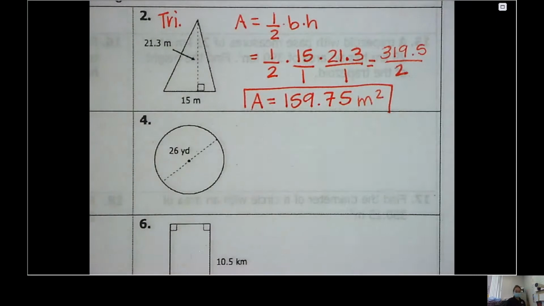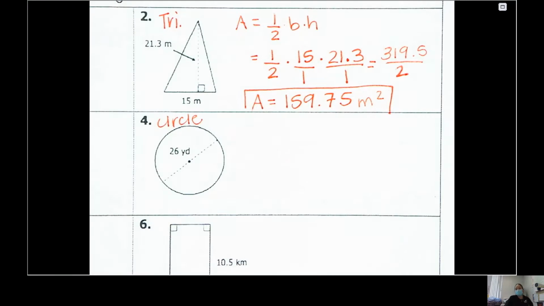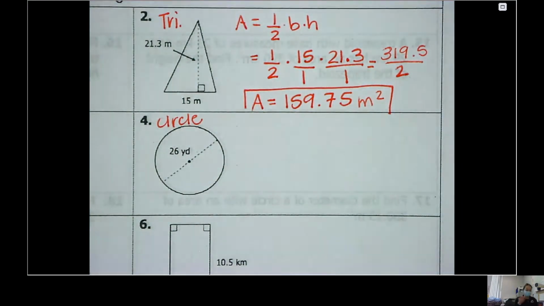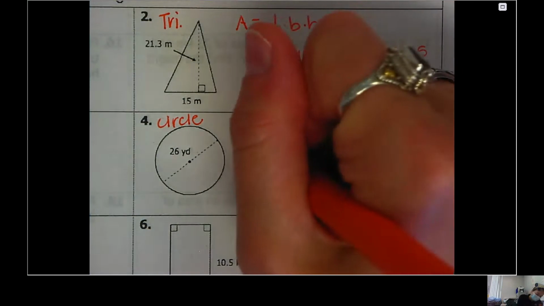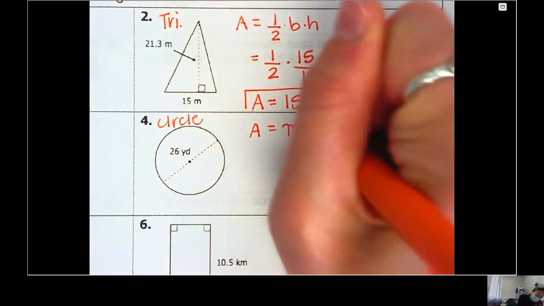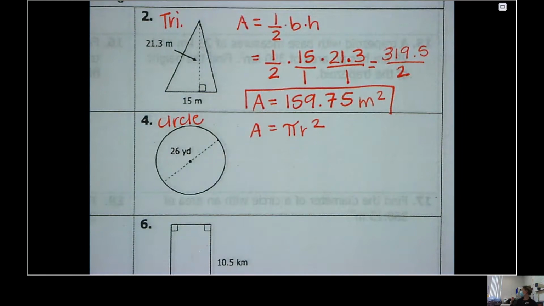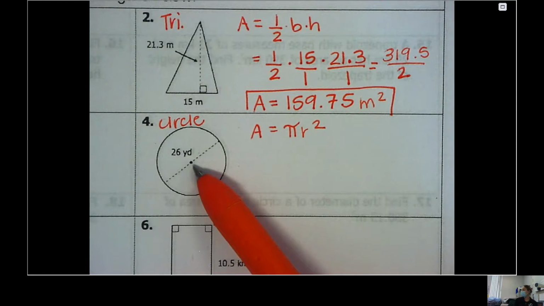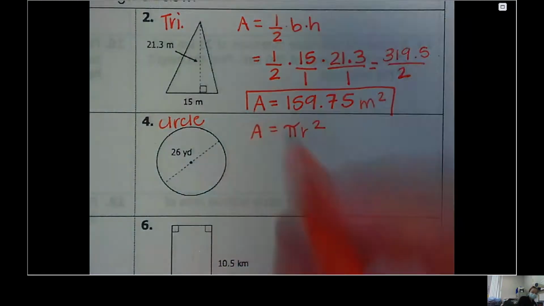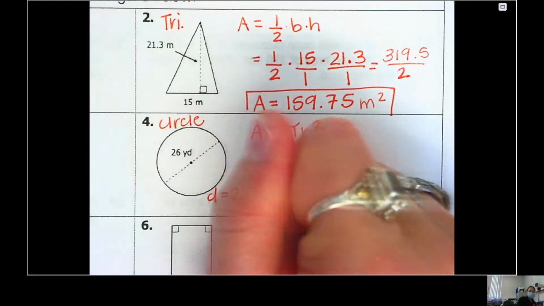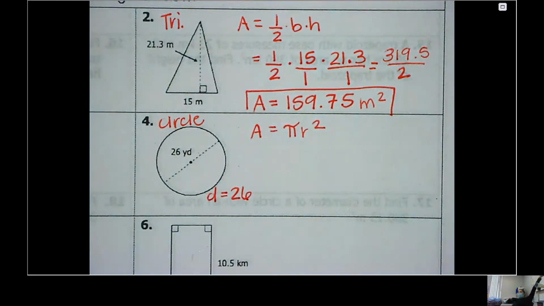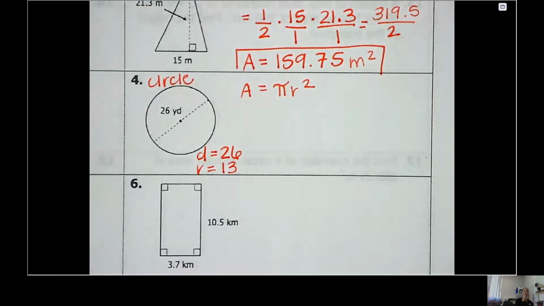Okay, number 4. Easy. What's that a picture of? The circle. All right, and what's my equation? Area equals what? Pi r squared. Pi r squared. Okay, now remember, the r stands for radius. Did I give you the radius in this picture? No. What did I give you? I gave you the diameter. Okay, the diameter is the whole thing. It's 26. Radius is half of it, so it's 13. Good. So my radius is 13, so I have to take half of it.